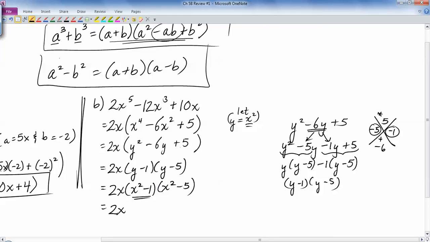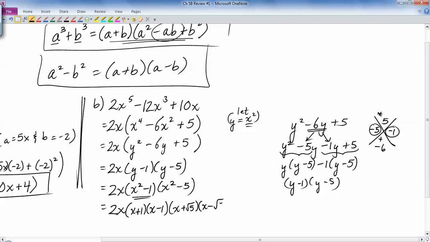That one's going to turn into 2x. It's really the difference of two squares, where a is x and b is 1, because 1 squared is 1. So then it turns into x plus 1, x minus 1. And then the x squared minus 5, you could think of b as root 5, because b squared would then be 5. So this would turn into x plus root 5, x minus root 5.